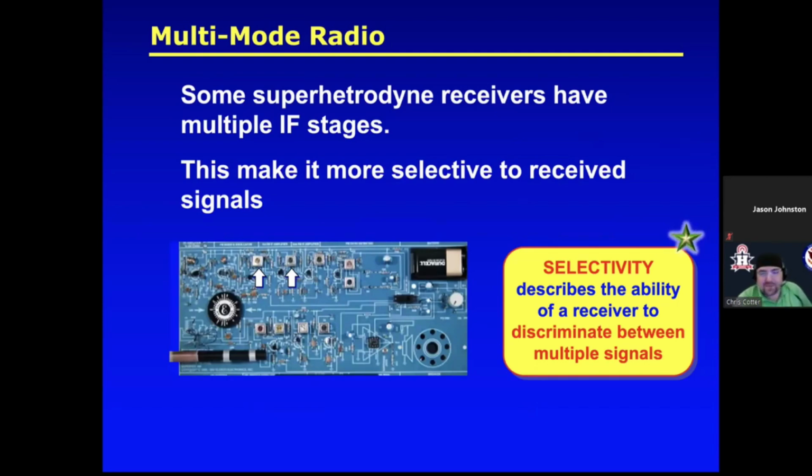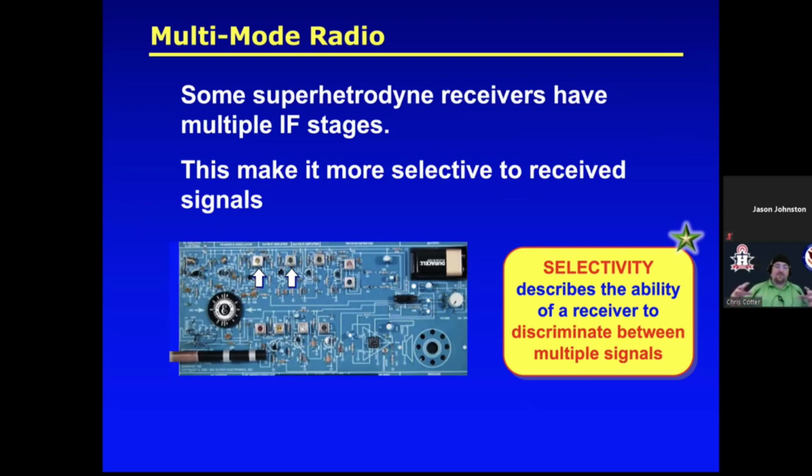Some superheterodyne receivers have multiple IF stages. This will make it more selective to receive signals. So your selectivity, like I said, your radio is going to be receiving everything. It doesn't matter what frequency it is. The antenna will detect it, and it's going to come in the radio, and the radio has to do something with it in order for you to have usable information. So this is going to be where the selectivity of the radio comes.